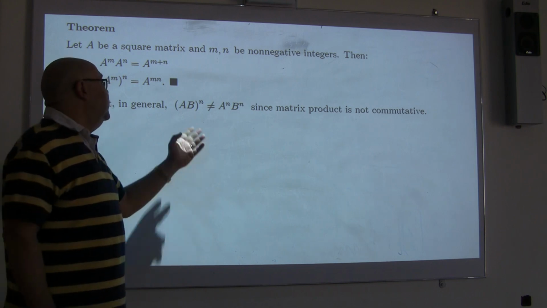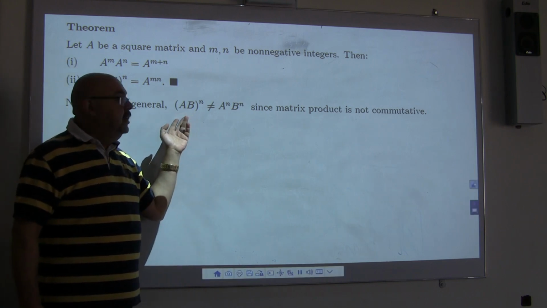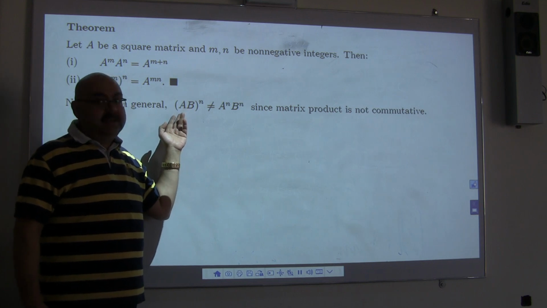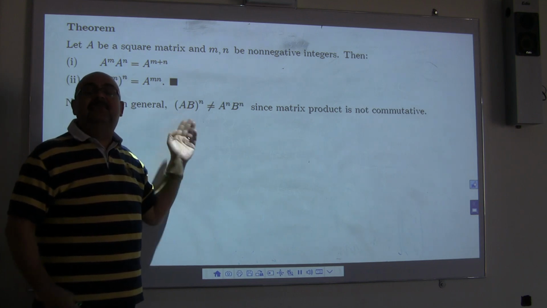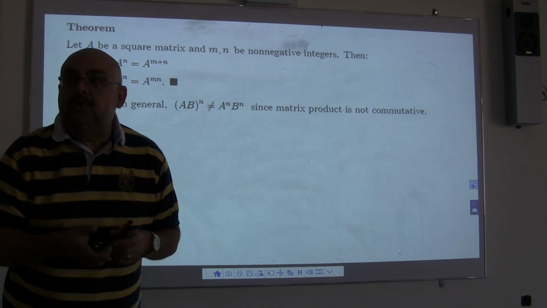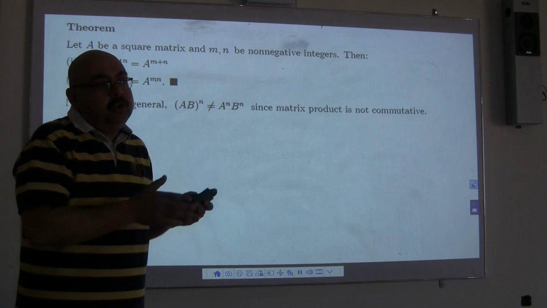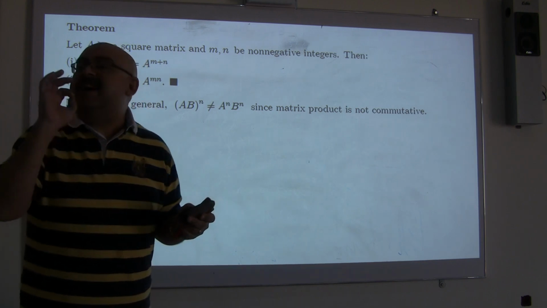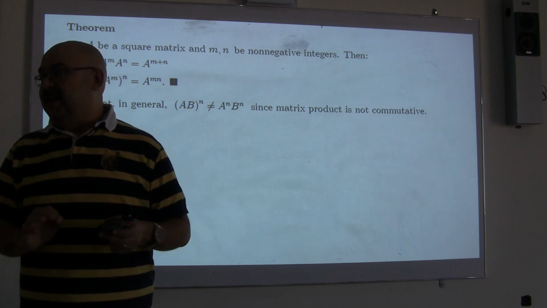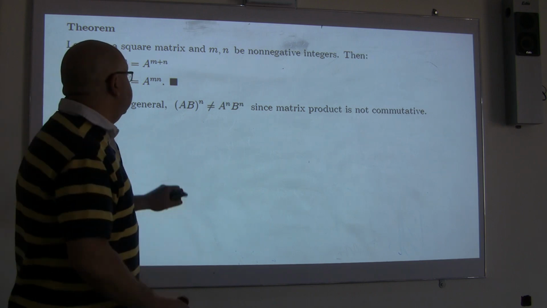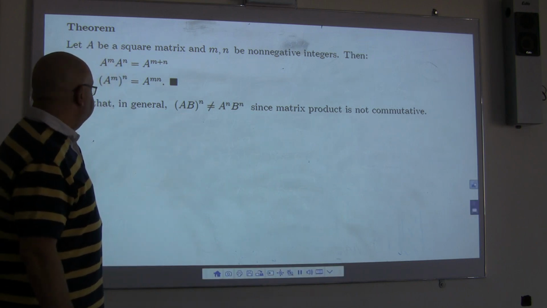Right? But here, no. Why not here? Because multiplication in matrices is not commutative for the majority of matrices. It may happen that you find matrices where A times B equals B times A, but this is a very rare and special case. In general, it's not commutative. So be careful about this point.